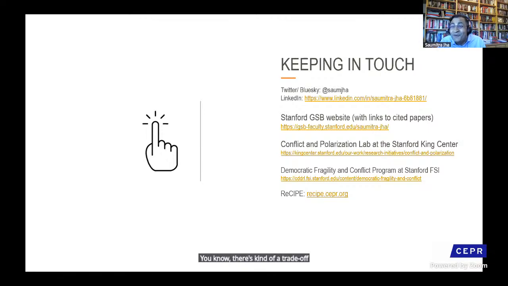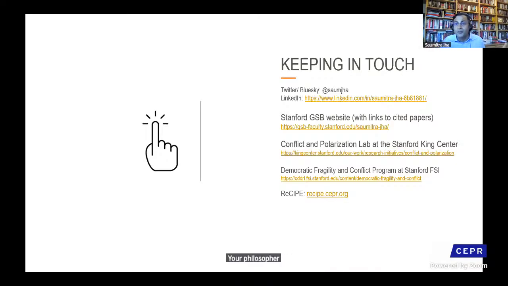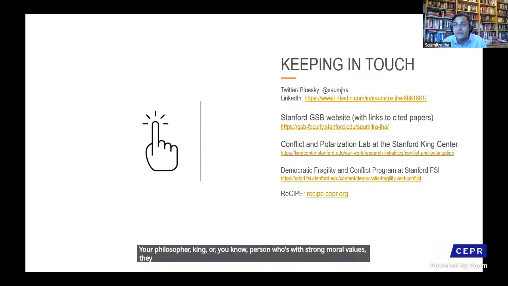They could actually reduce corruption. It obviously doesn't always happen. In fact, dictatorships are often very corrupt, as you know. But there is this window, this platform, this idea that I think people can find quite attractive: that if you have your philosopher king, a person with strong moral values, they can change the system when you see people in the existing system not acting the way that one might hope.